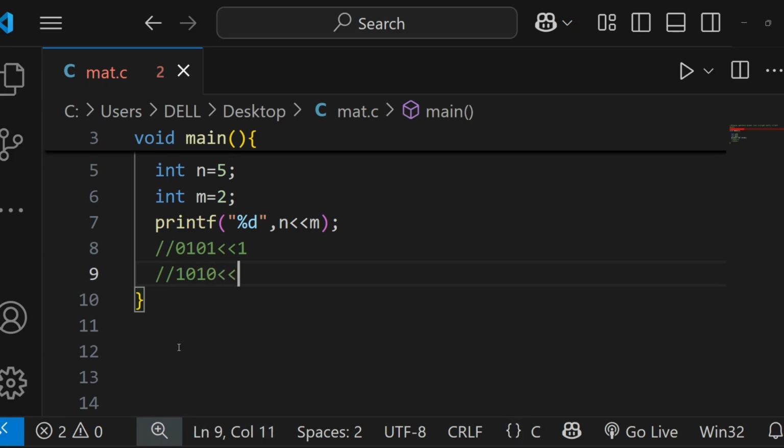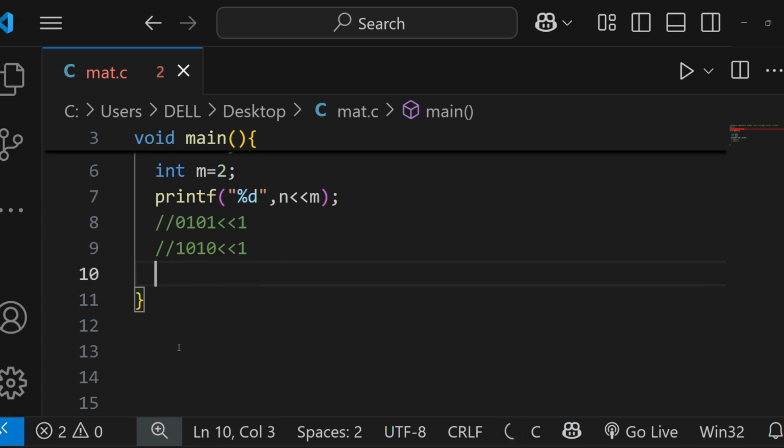Then I have to shift it one more time, and then what will be the value here? Then left shift again. So shift it one time. Here the value will not be dropped, because it is shifting, it's not dropping the value. So what is the value here? This is 1, this is 2, this is 4, this is 8, this is your 16.